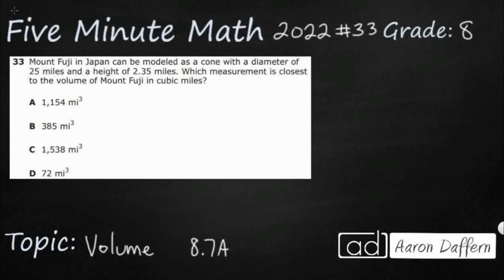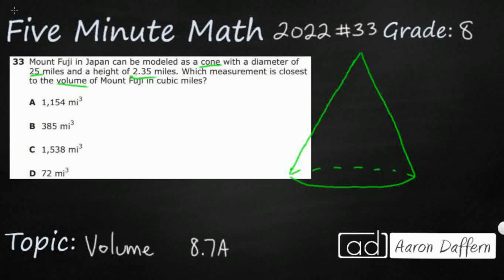So we have Mount Fuji, which is actually a dormant volcano in Japan, and can be modeled as a cone. We've got a diameter and a height. Which measurement is closest to the volume of Mount Fuji? Even though it's not necessarily a cone, since the top is already blown off of it, it has a kind of space in the top. But we'll go ahead and just draw that right here. Let's pretend we've got a cone, because visually it's going to help us as we try to figure out how to find the volume of this cone.